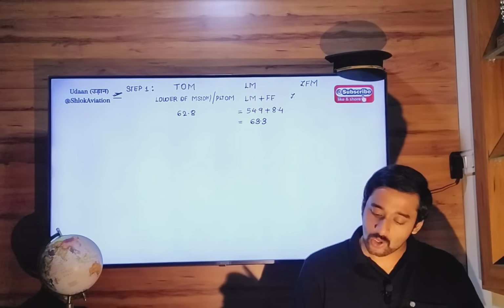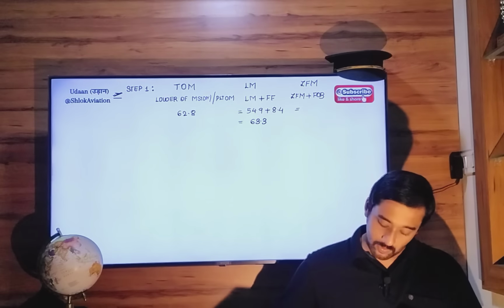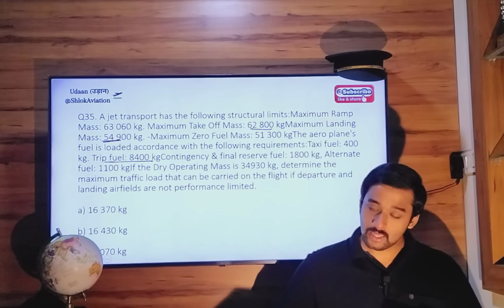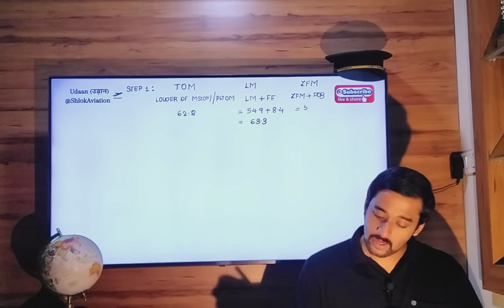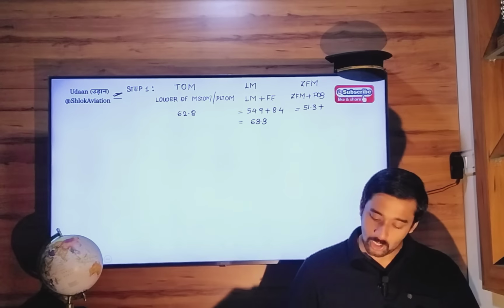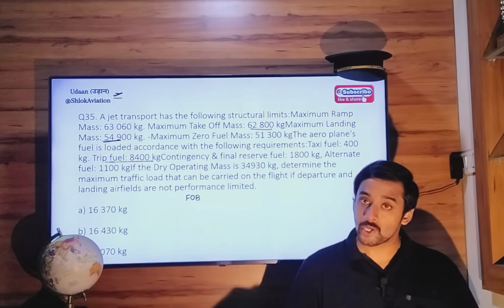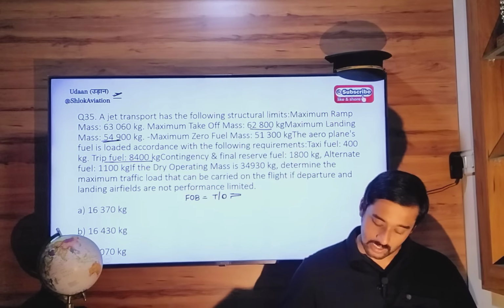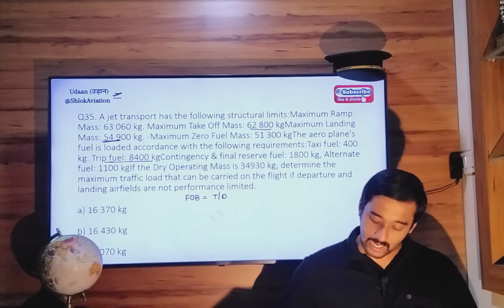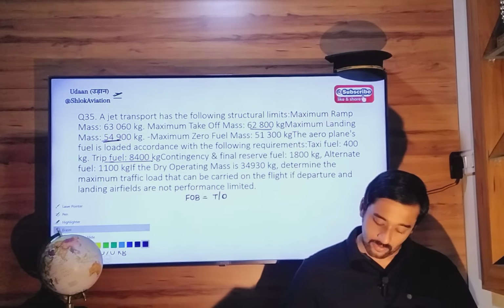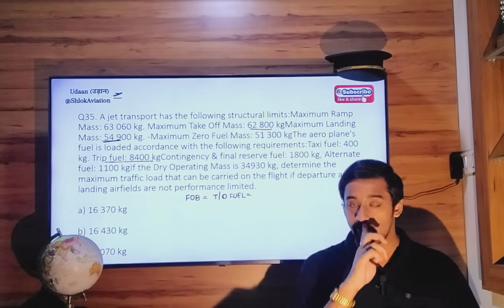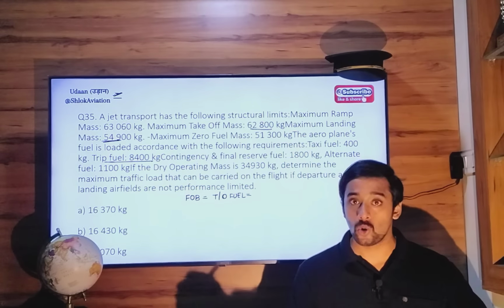In the zero fuel mass column, you are going to write maximum zero fuel mass plus fuel on board. So maximum zero fuel mass as given in the question is 51,300. That is 51.3. Fuel on board in your aircraft is nothing but your takeoff fuel. What is this takeoff fuel? This takeoff fuel is fuel available in your tanks when the aircraft is lined up with the runway, ready for departure, ready for takeoff roll.